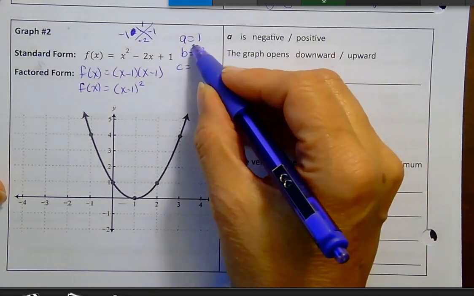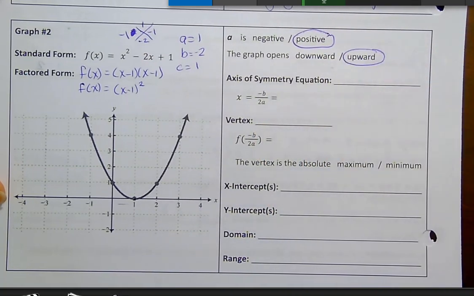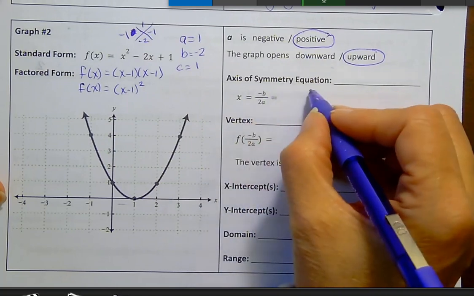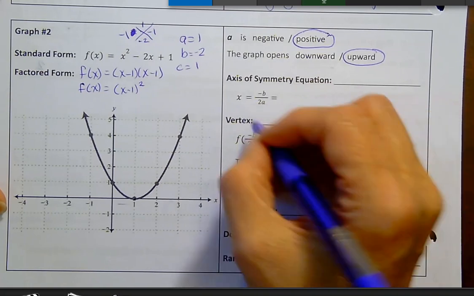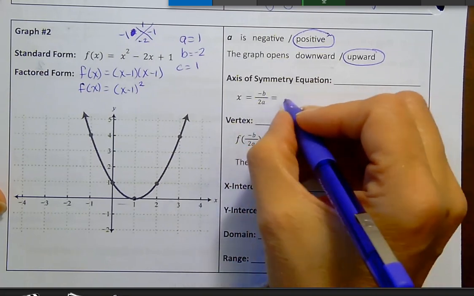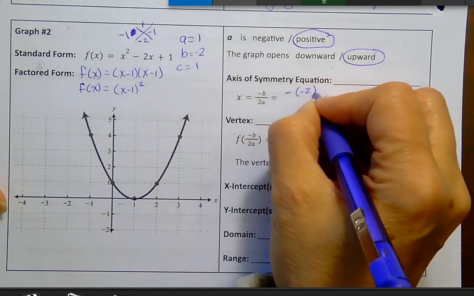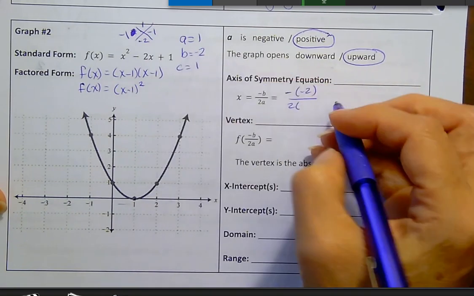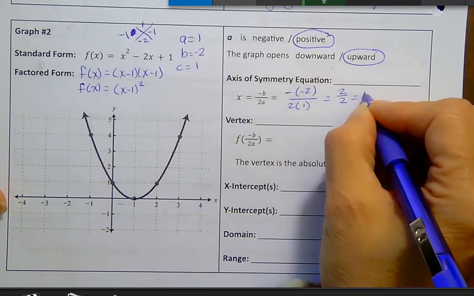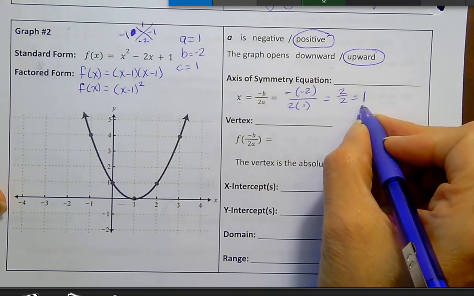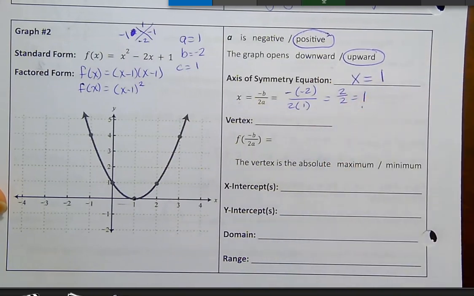A, in this case, is positive, and the graph opens upward, which is what I expect since A is positive. My axis of symmetry, I know that I can find that line by plugging in negative b over 2a. So let's see, what's b? B is negative 2, so I want the negative of negative 2 over 2 times a. A is 1. So this is going to be positive 2 over 2, which is 1. X equals 1. That is the equation for a line, right? It's just a vertical line.